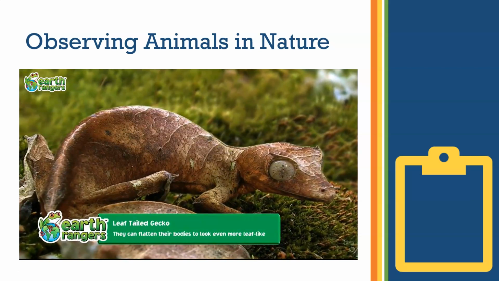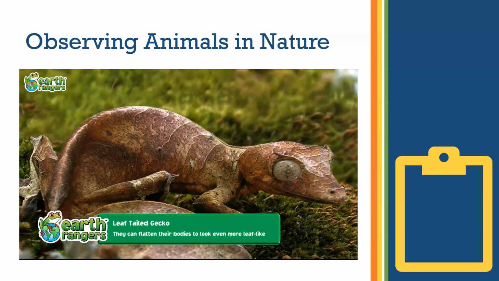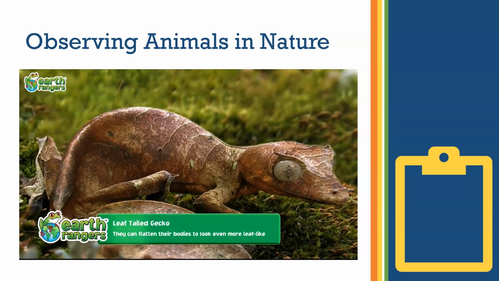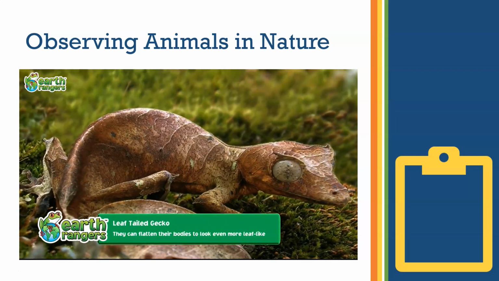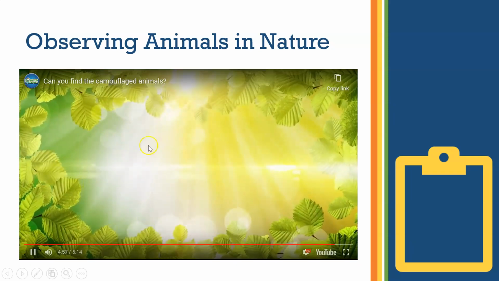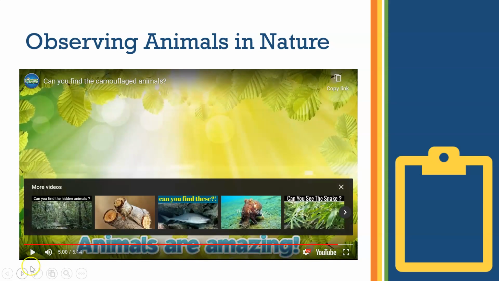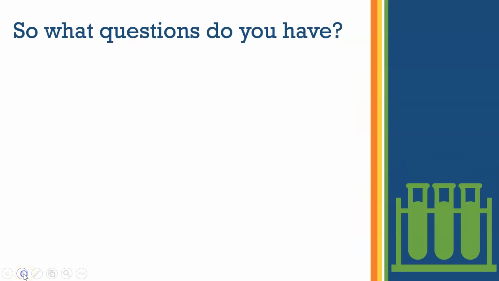The leaf-tailed gecko. It says that they can flatten their bodies even more to look like a leaf. So there's even a behavioral aspect. Okay, it's pretty cool that animals literally look like their surroundings.